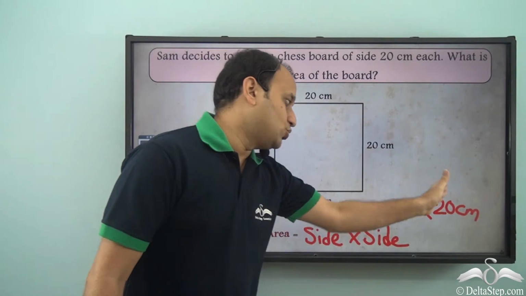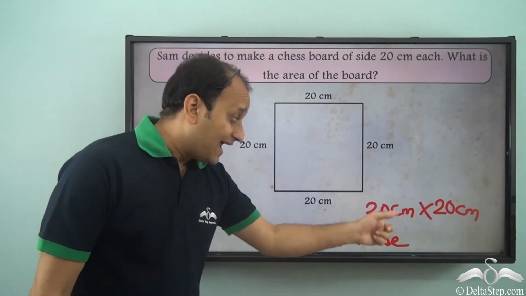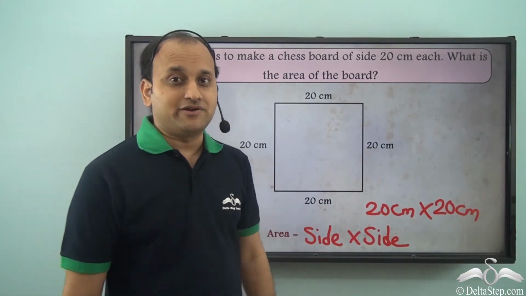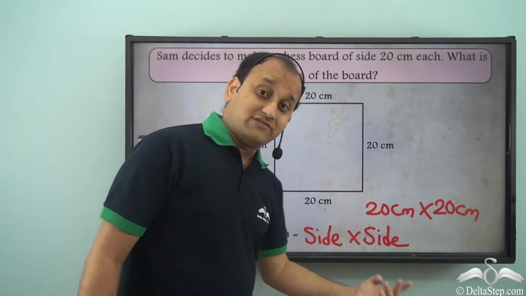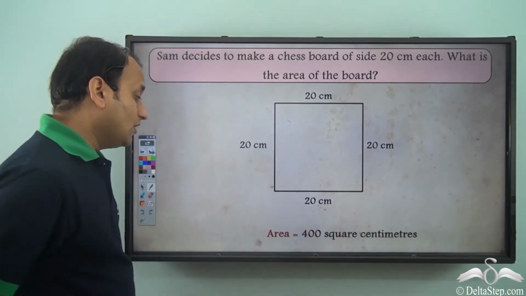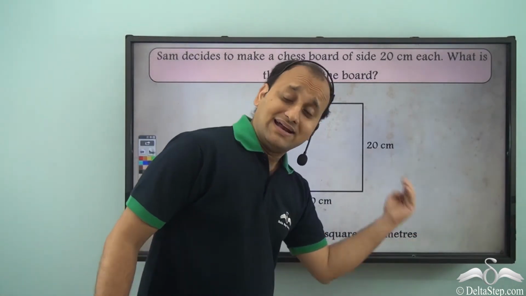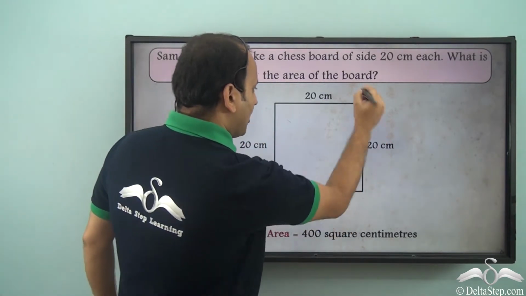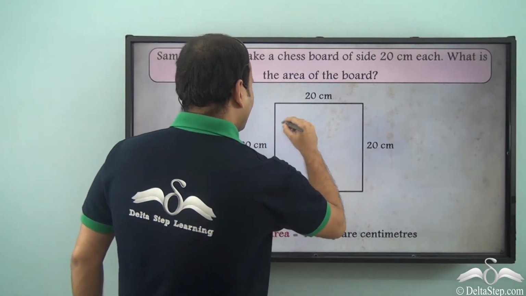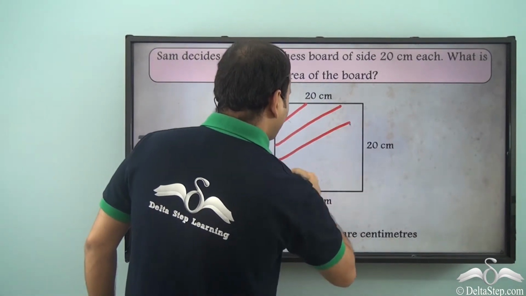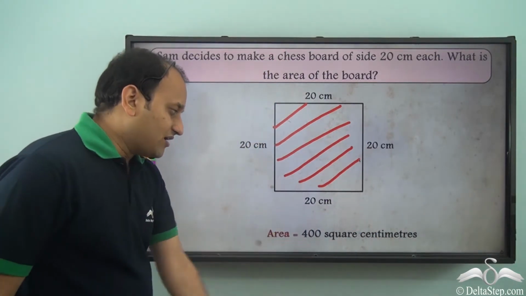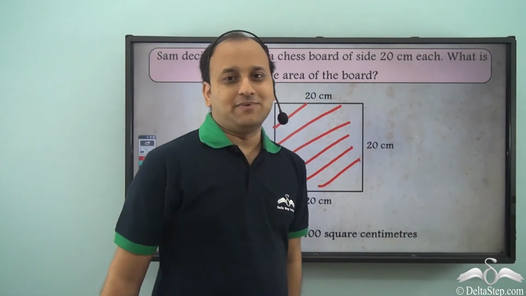Well, 20 into 20 is 400 and centimeter into centimeter will be square centimeter. So the answer will be 400 square centimeters. So the area of this particular square, that is the space occupied by this particular square, is 400 square centimeters.